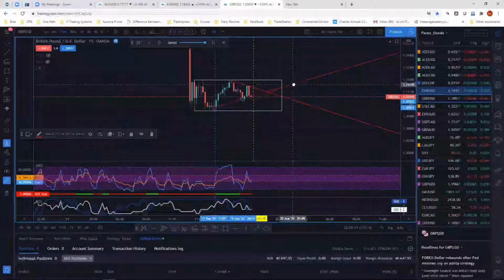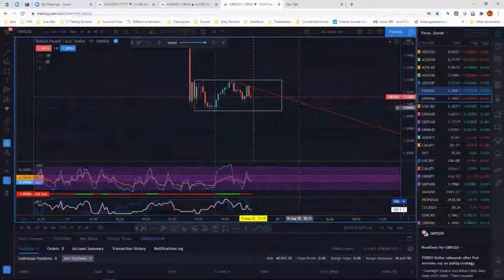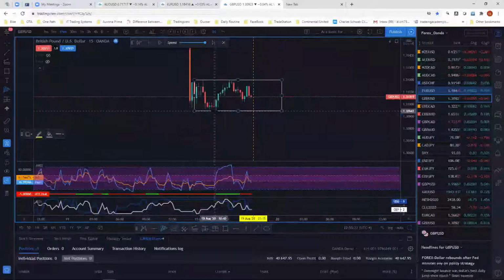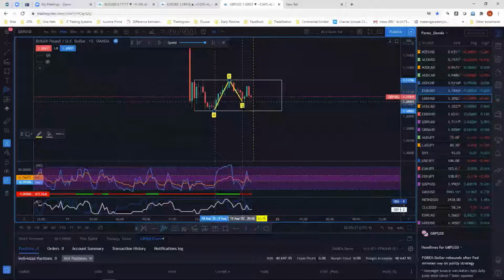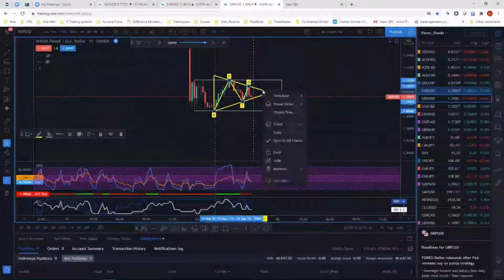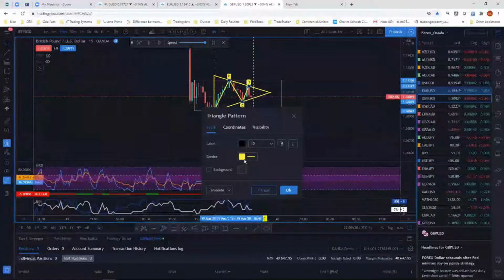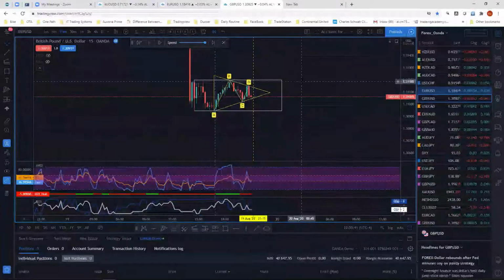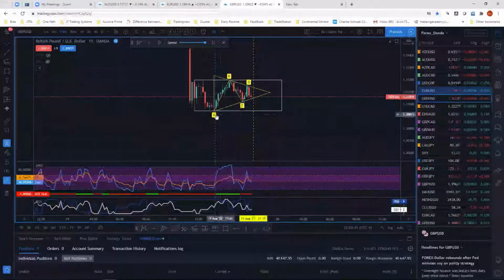Now, rather than using two of these tools together like this, what I do is just use the triangle tool. I go from low to high to a higher low to a lower high, and I have the same effect. Oh, so you use one of the options to draw the triangle. It's just called a triangle. But what it's doing is drawing two trend lines, an AC line and a BD line.